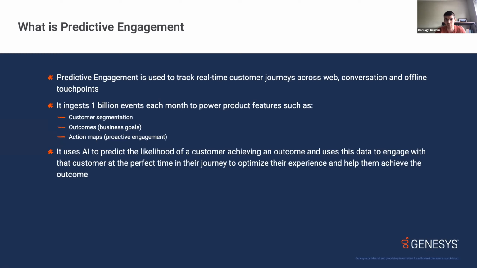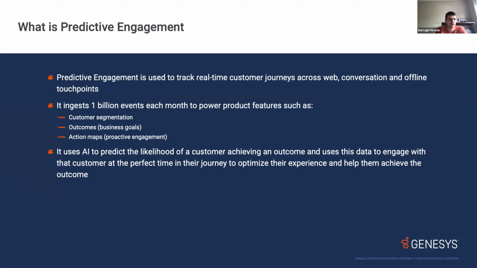We segment customers based on their customer journey. We have outcomes, which are essentially business goals, and action maps, which is the logic that kind of ties the whole thing together and powers our proactive engagement with customers. So that's, I suppose, how we influence the customer journey using customer data.